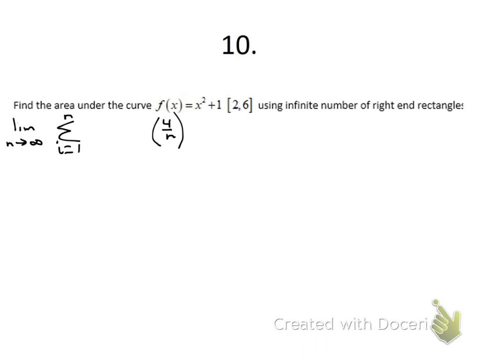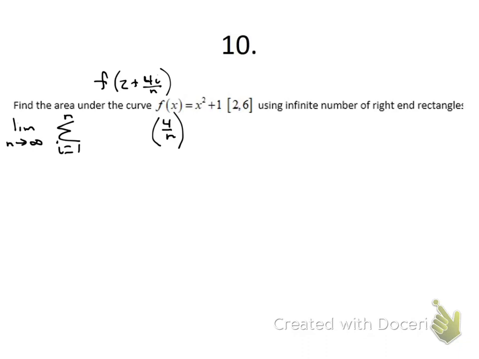And then the height is f of... what was it for right? And I'm only going to do right. What was the rule? Anybody have it in their notes? A plus the width times i. So, thanks guys, you guys are awesome there. So f of, what's a? 2 plus 4i over n.